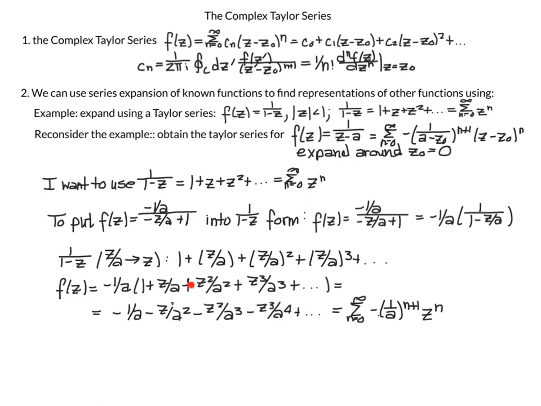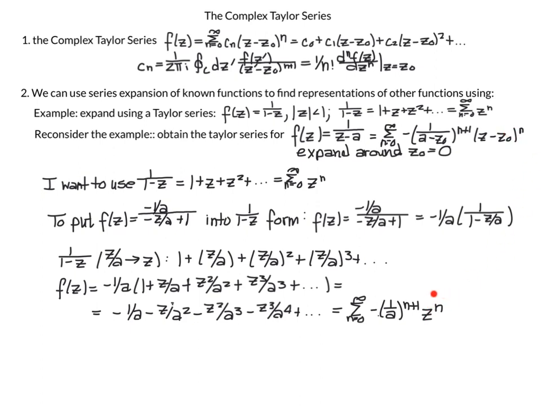Then from there, I just multiply through, and I finally get that f of z is equal to the sum from n equals 0 to infinity of minus 1 over a to the n plus 1, times z to the n. So this is our answer. And if we compare it to the previous answer we got when we worked out the Taylor series, you see it doesn't quite look the same, but it's close.